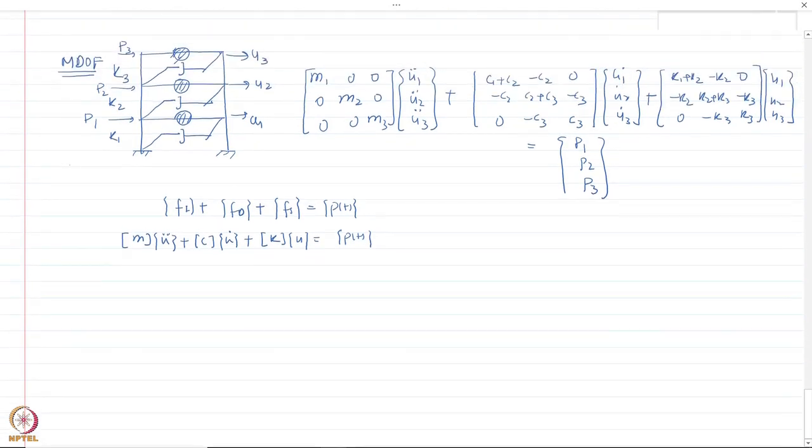And we also talked about how this equation of motion can be derived using two methods. In the first method, we can simply consider the free body diagram of the system that is shown here. Either we can cut the system at these three locations and write down the three equations of motion corresponding to each mass. That is called the direct equilibrium method, in which we directly write down the equation of motion and then formulate these matrices and vectors. In the second method, we talked about the influence coefficient method.